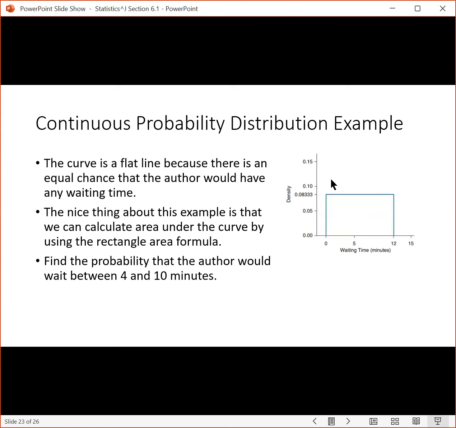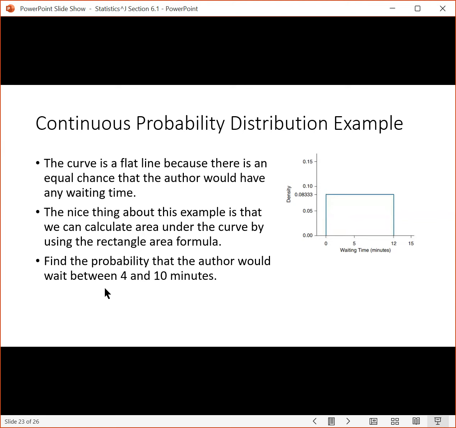The curve is a flat line. So the reason it's a flat line and not a curve is that there's an equal chance that the author would have any given waiting time. Okay, one waiting time is not more likely than the other. The nice thing about this example is that we can actually calculate the area under the curve instead of having to guess the proportion of the total like we did in the last example.